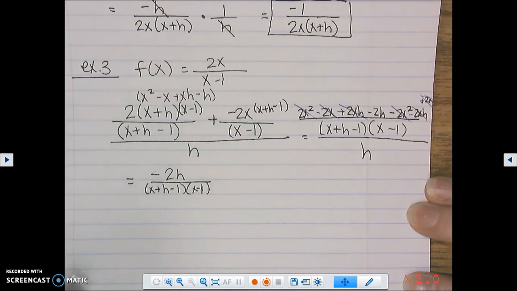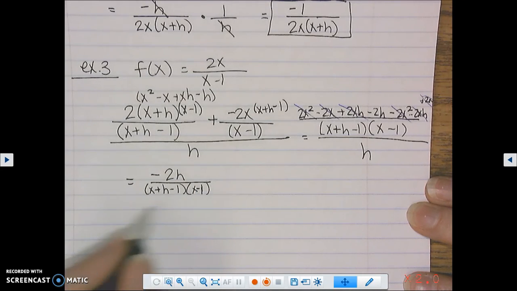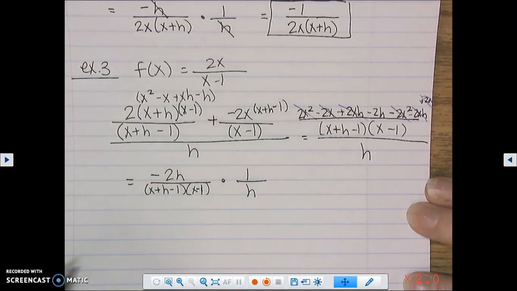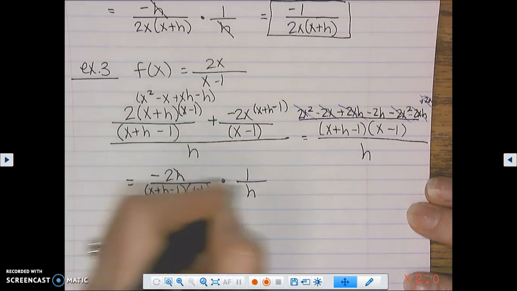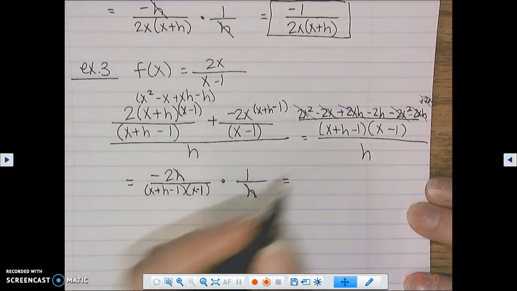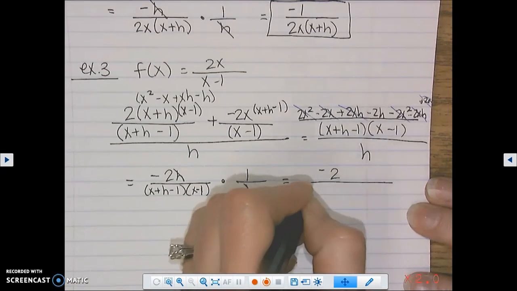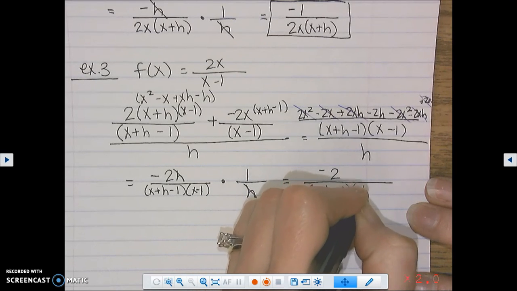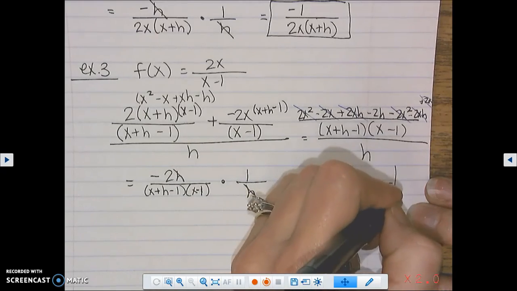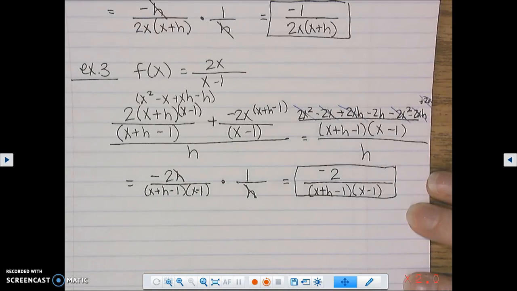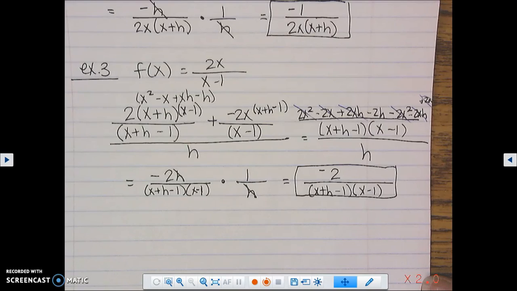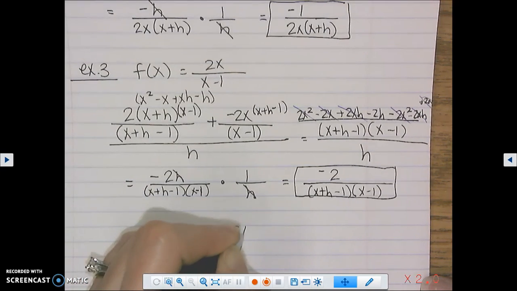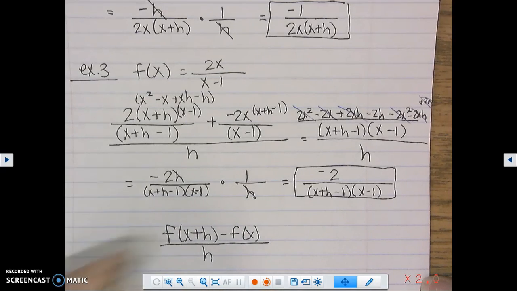And that's being divided by h, which means we're going to multiply by 1 over h. Our h's will cross off, and that leaves us with our final answer of negative 2 over x plus h minus 1 times the quantity x minus 1. So we just need to make sure that we're remembering the formula f of x plus h minus f of x all over h.